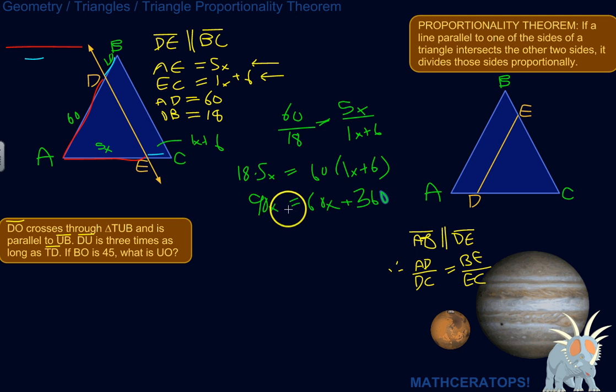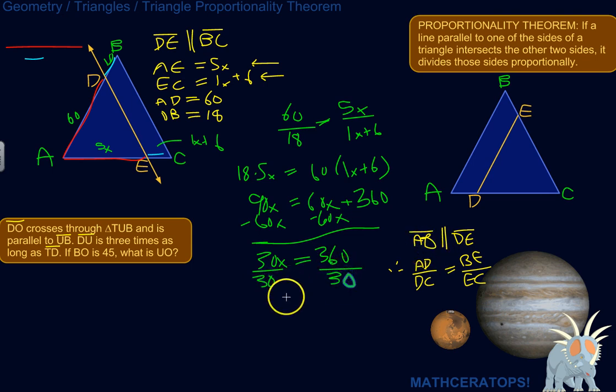Alright, let's solve for x. Let's get the x's together. I'm going to subtract 60x. So 90x minus 60x is 30x. 30x is equal to, what we have left here, 360. I'm going to divide both sides by 30, so we can get x by itself. Divide by 30. So x is, what is that, 18? 36, no, 12. Sorry. 36 divided by 3 is 12. So x is 12.